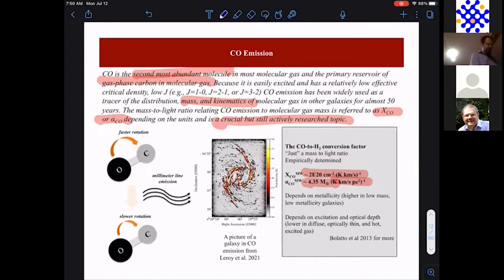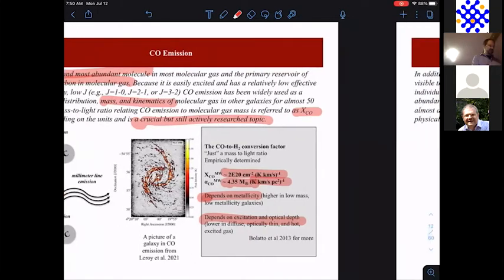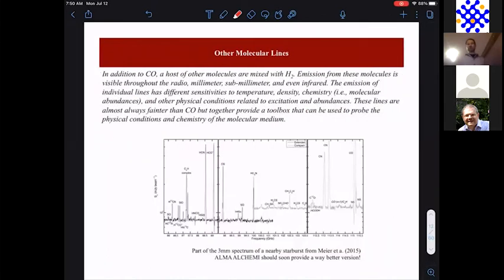So these two are the Milky Way values that are equivalent to one another modulo some unit changes in accounting for helium. The crucial thing for talking about conversion factors in nearby galaxies is that we know that this CO to H2 conversion factor depends on metallicity. So it's higher in low mass, low metallicity galaxies. And we know that it depends on excitation and optical depth, with the sense that it's lower in diffuse, optically thin, and hot excited gas. So hopefully that gives you a bit of an introduction to CO, which is our main workhorse tracer of molecular gas at low redshift.